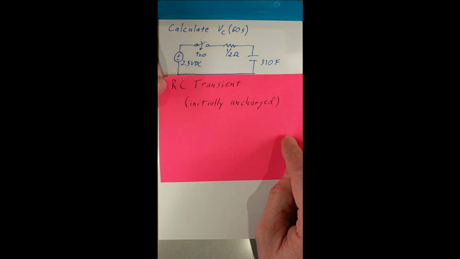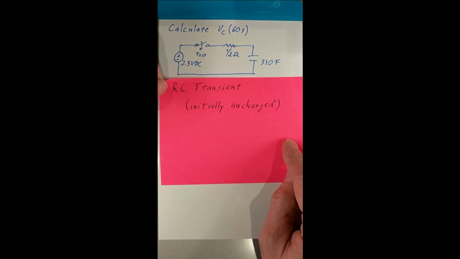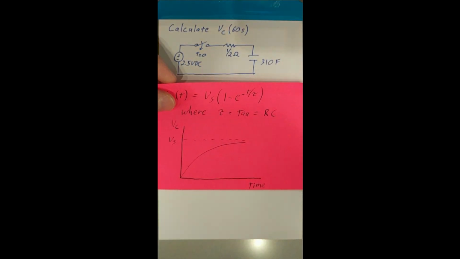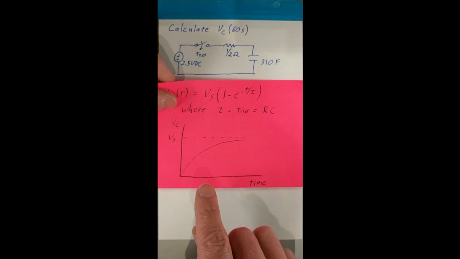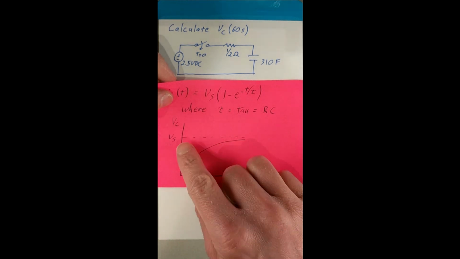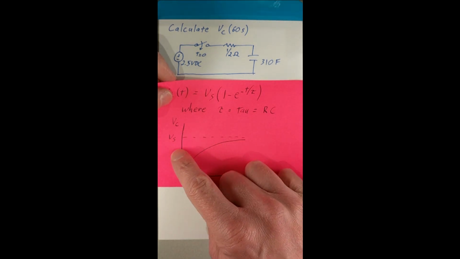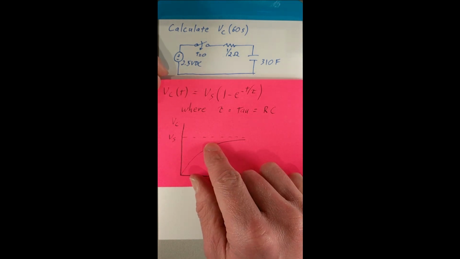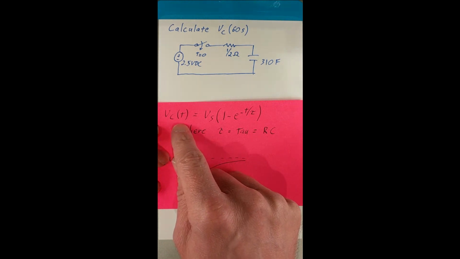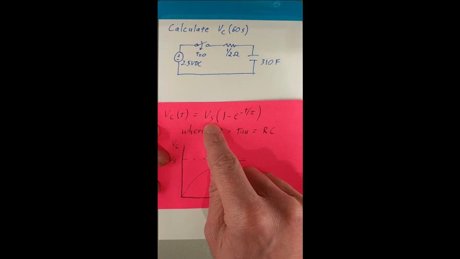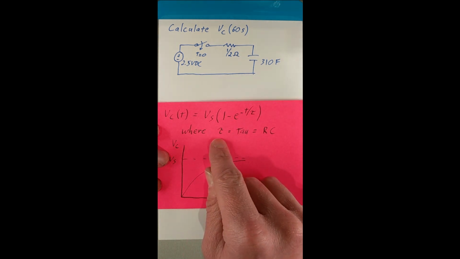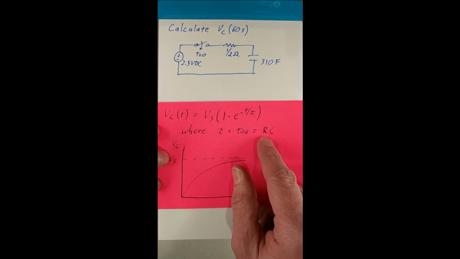Here we have an RC transient circuit where the capacitor is initially uncharged. What will happen is that as time progresses, as soon as the switch is closed, we have this curve where the capacitor will eventually charge up to the source voltage, which is listed here as Vs. The equation for the circuit is voltage on the capacitor as a function of time is equal to the source voltage multiplied by 1 minus e to the negative t over tau, where tau in this case is the product of R and C.